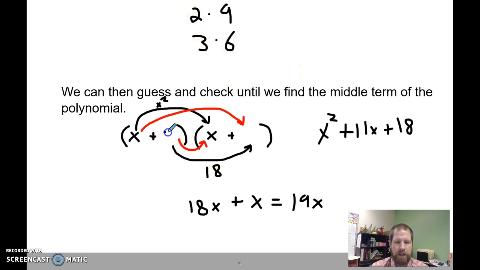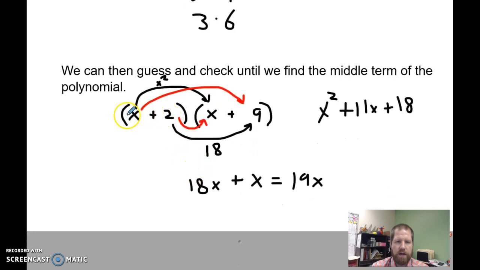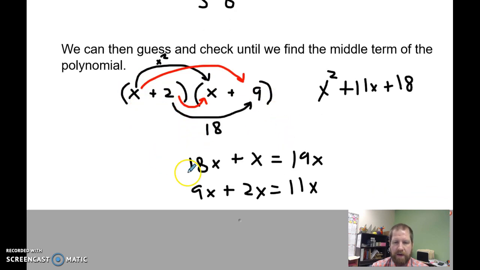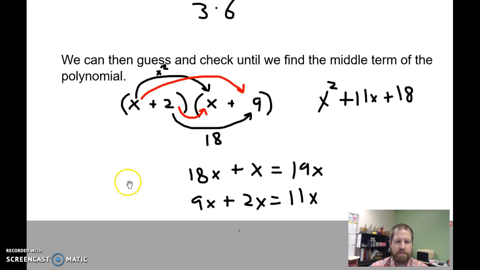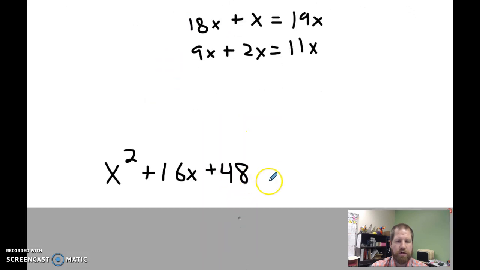Okay, so I have to come back and try a different set of factors. So I'll try 2 and 9. I get my 2 and 9 here. 2 times 9 is still 18. And now I've got x times 9, so 9x, plus 2 times x, 2x, which is going to equal 11x, and that does work. So this is going to be my two binomials. This is going to be my factored trinomial. If 9 and 2 didn't happen to work, I would just keep going through the other factors. That's how it works with guess and check.